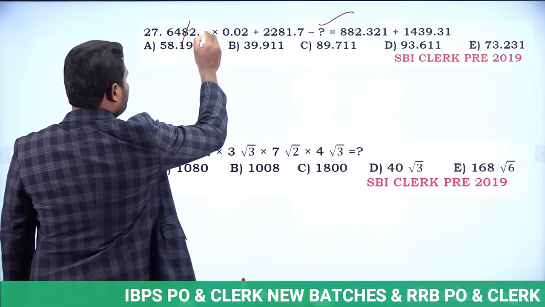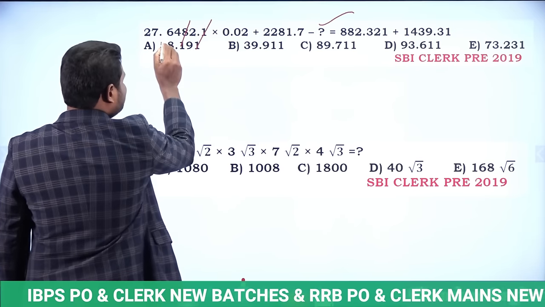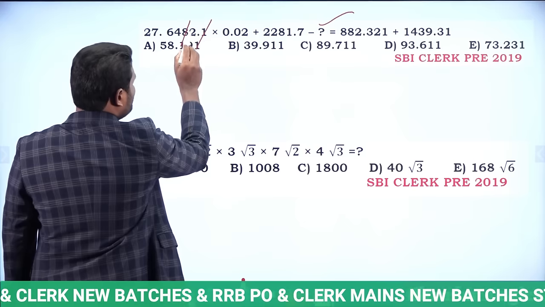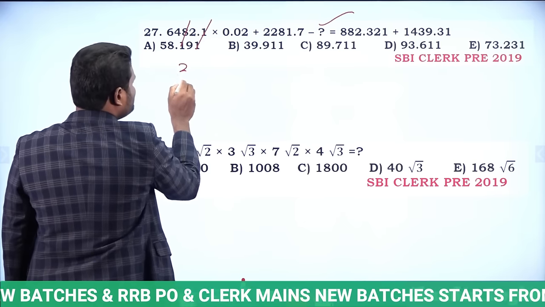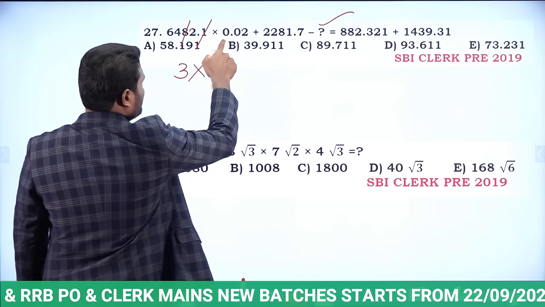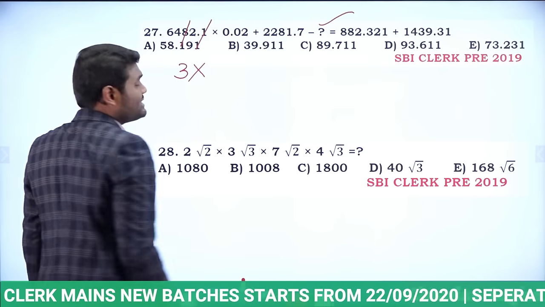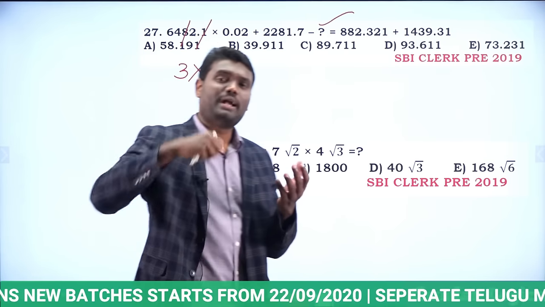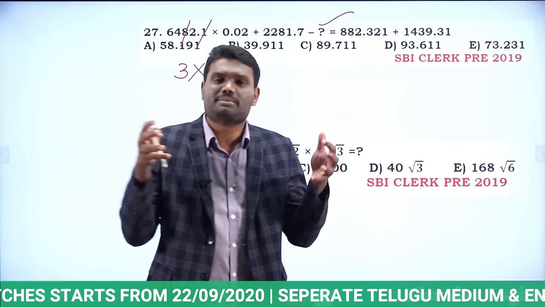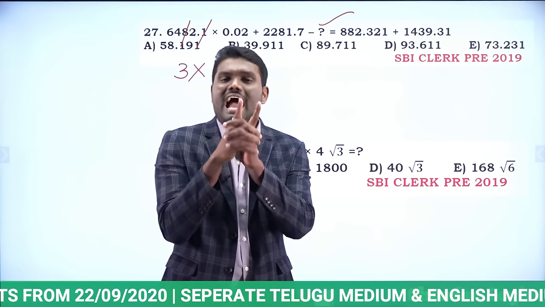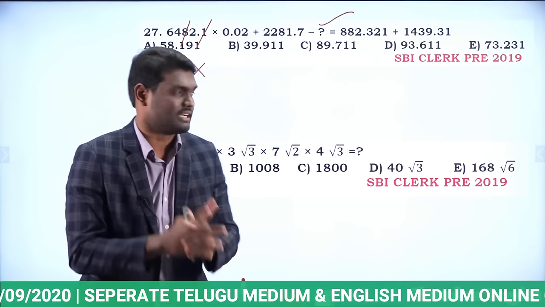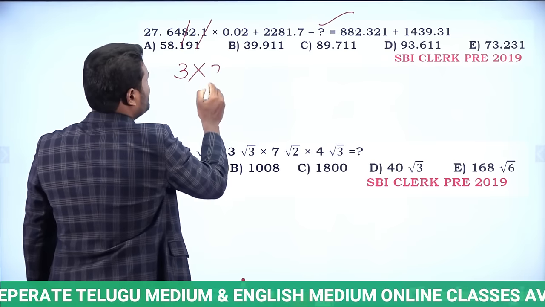If you look here, 8 plus 1 is 9, neglect it. 6 plus 4 is 10, 10 plus 2 is 12. 12 means 1 plus 2, 3 into. Now if you look here, now here digital sum. Digital sum, whether you have decimal point, percentage, it's not a matter. Digital sum is nothing but combining all the numbers and making it into single digit, that's it. Now here digital sum is nothing but 2.